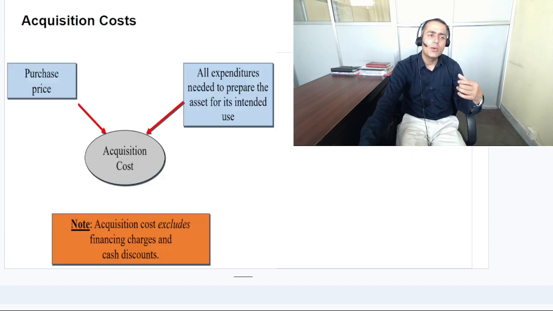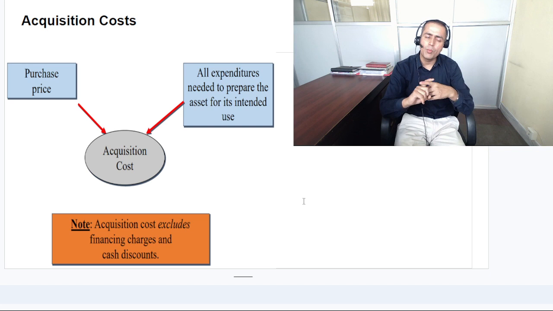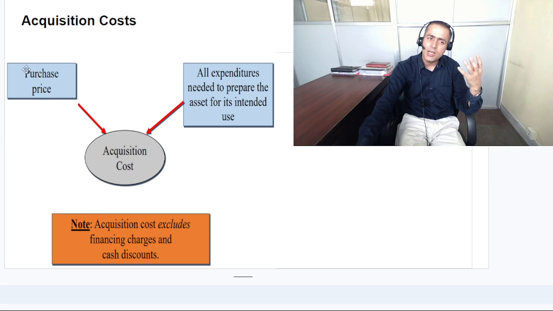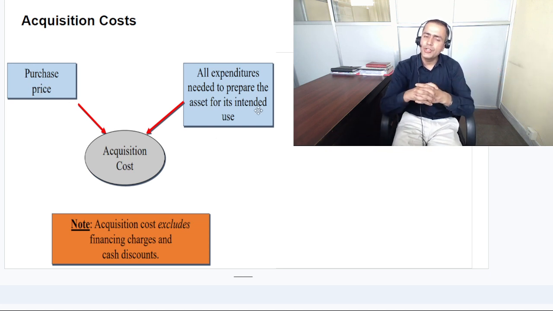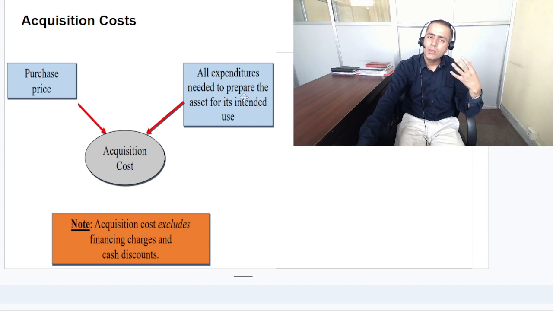Now what about the acquisition cost? For example, Dabur Nepal purchases an equipment, importing it from India to Nepal. Whatever price is paid by Dabur Nepal to the seller is the purchase price. And the next one is all the expenditure needed to prepare the asset for its intended use. For example, there might be transportation charges and other installation charges. Since these expenses are part of the value of the machine, both would be part of the acquisition cost.